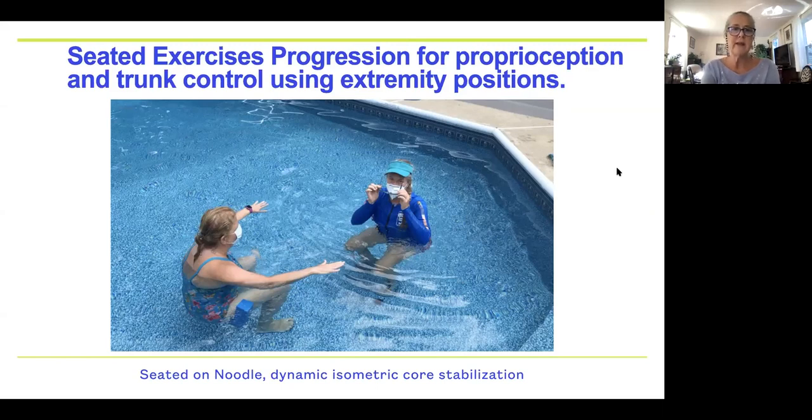Okay, we're moving on to seated exercise progressions for proprioception and trunk control using extremity positions. These are really fun because you can do them individually with somebody, or in a small group. I've even done it in large wellness classes. I used to teach a back rehab class down in South Carolina, and I would get 10 people holding hands, doing a lot of these in a circle. It was really nice because you're actually all supporting each other.